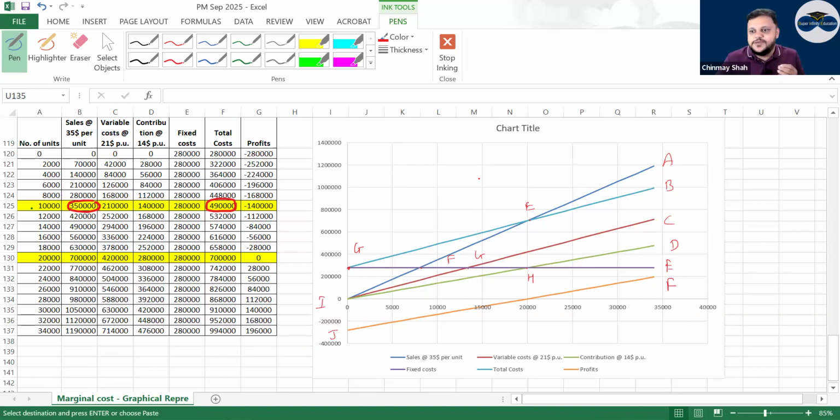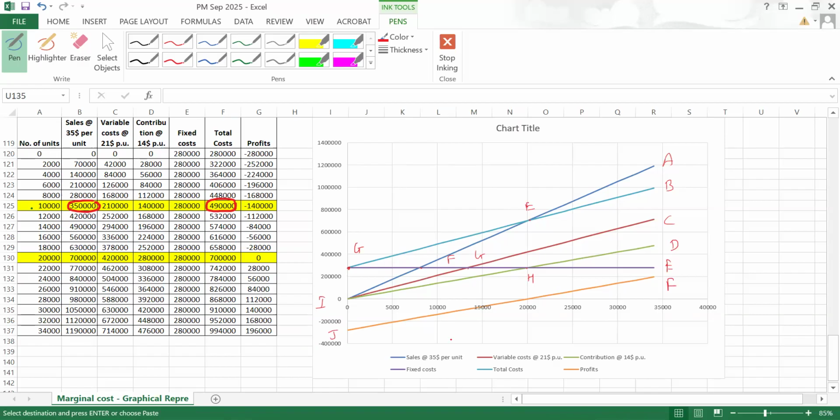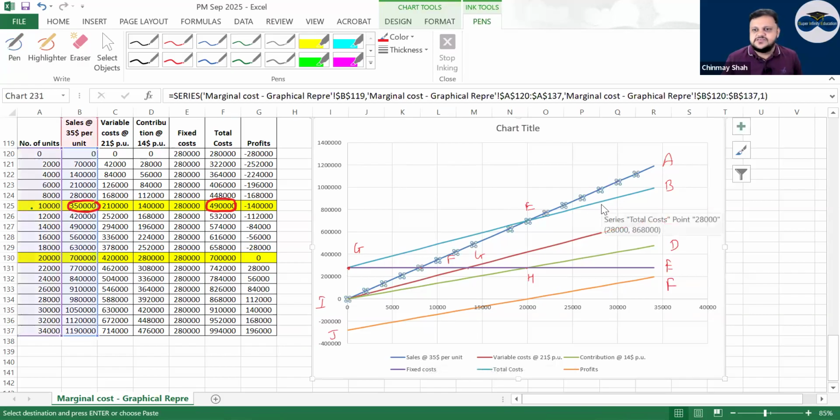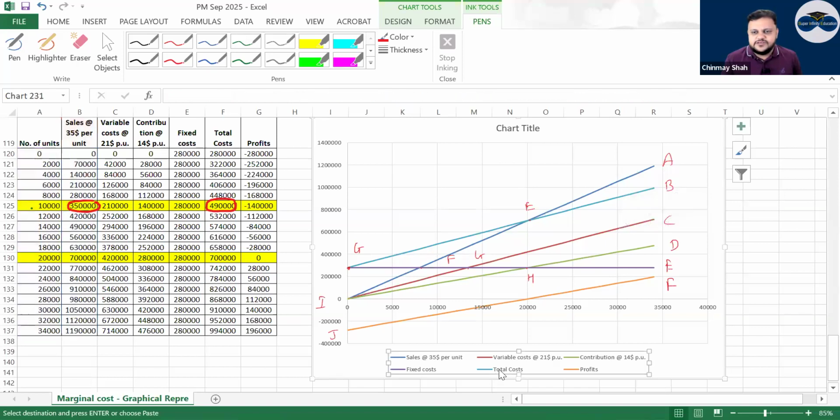When I say loss or profit area, where will you look at? Which are the two lines you will focus at? Sales and total cost. That means which line? Sales वाली line ये है, correct? This is sales line. You will look at this line. A. And दूसरी line कौन सी देखोगे? The light blue total cost. Dark blue, light blue.